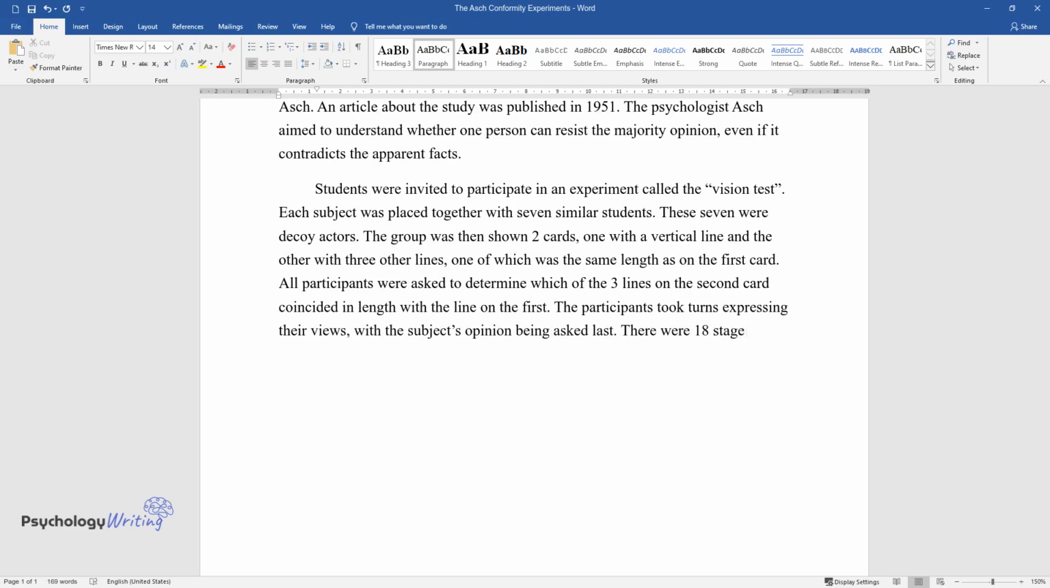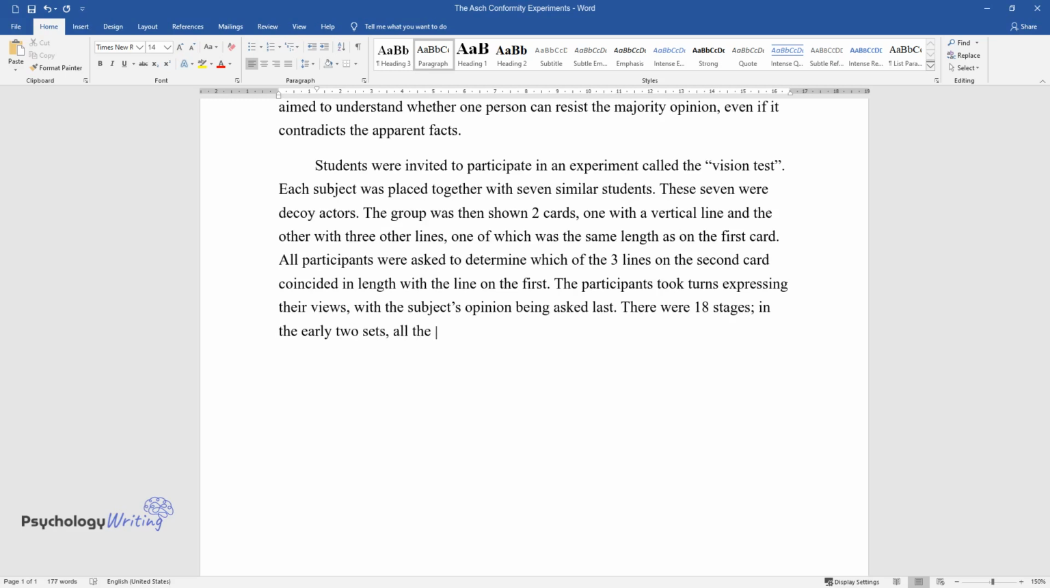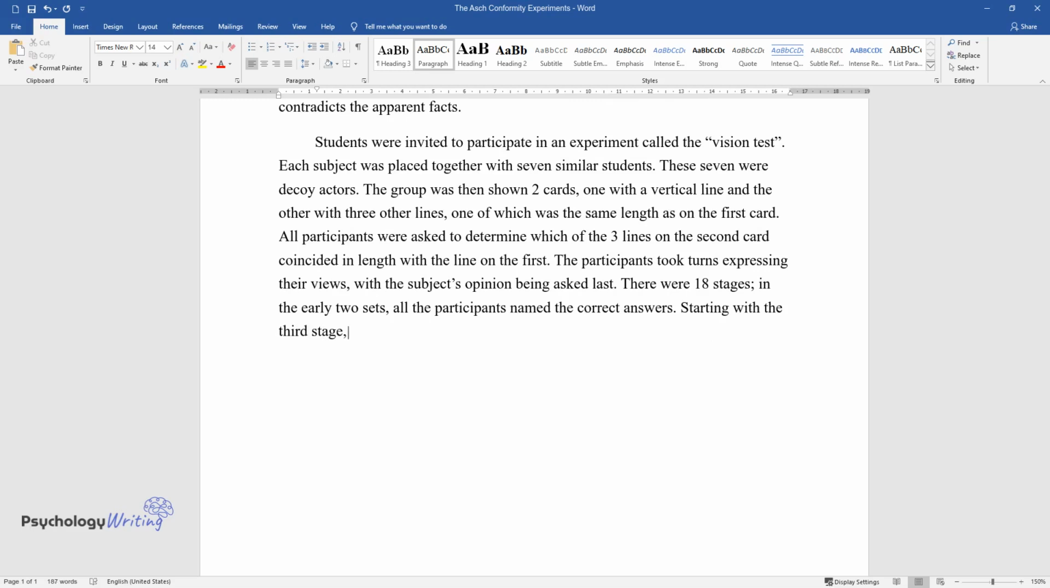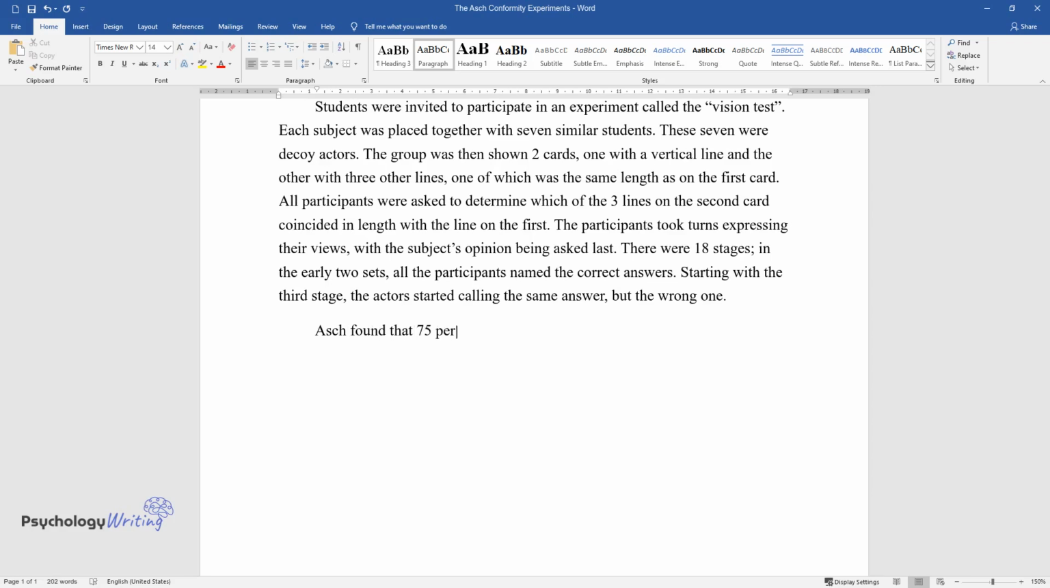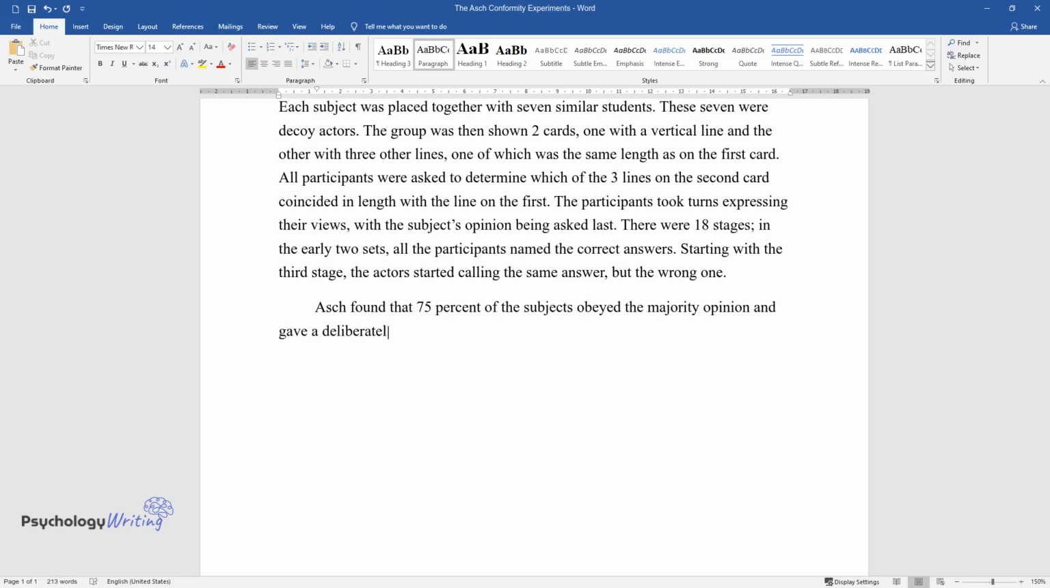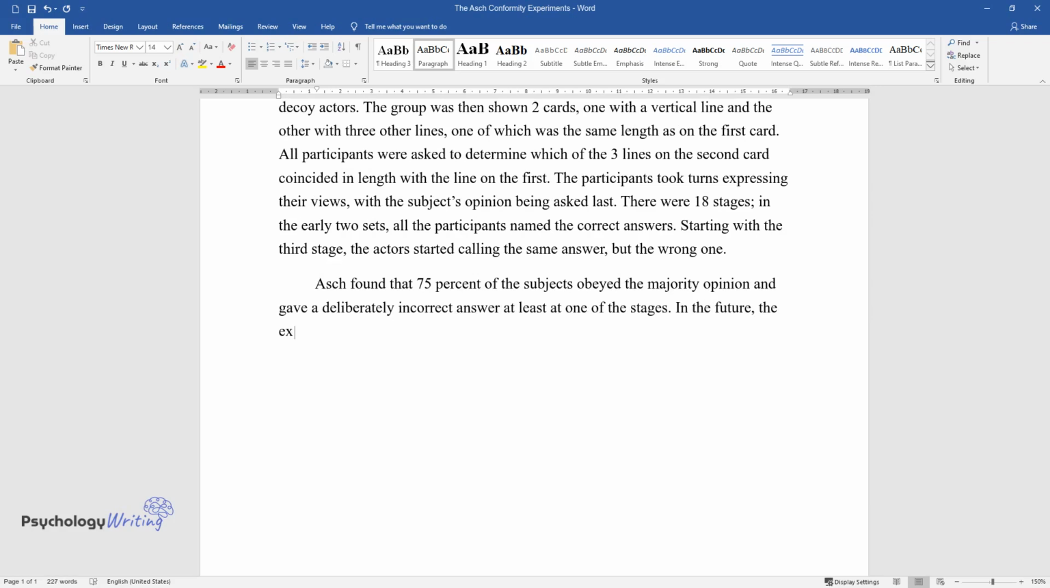There were 18 stages. In the early 2 sets, all the participants named the correct answers. Starting with the 3rd stage, the actors started calling the same answer, but the wrong one. Asch found that 75% of the subjects obeyed the majority opinion and gave a deliberately incorrect answer at least at one of the stages. In the future, the experiment became more complicated.